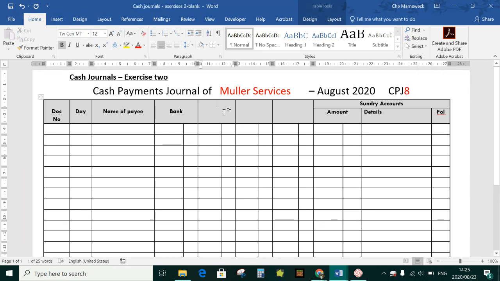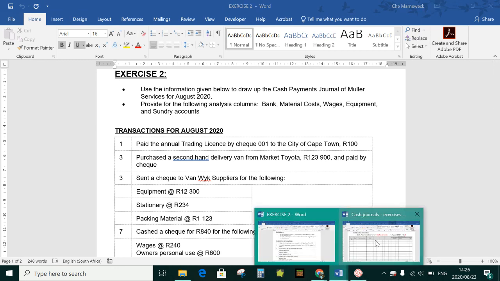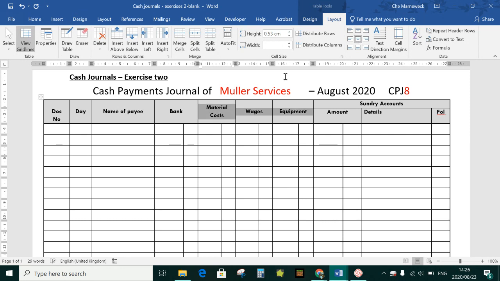Okay, we then have to fill in our column headings, so we have a look at our second bullet point. We're going to provide for the following analysis columns: bank, that's already filled in, material costs, wages, equipment, and sundry. We go to our answer sheet, material costs, wages, and equipment. So once we have our column headings, I'm just going to center them. We can then start recording our transactions.